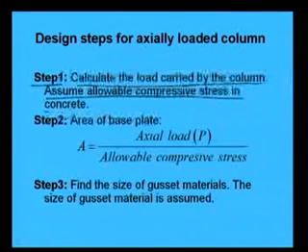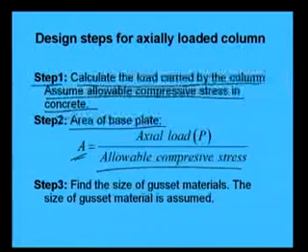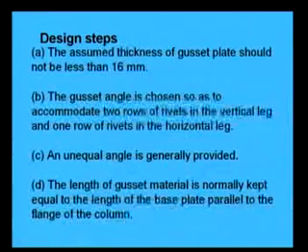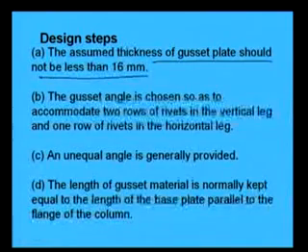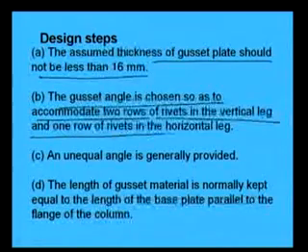Then the area of the base plate we will find out, that is axial load by allowable compressive stress in step 2. In step 3 we will find out the size of gusset materials, and that will be assumed according to some codal provisions, like the assumed thickness of gusset plate should not be less than 16 mm. This is one. The gusset angle is chosen so as to accommodate 2 rows of rivets in the vertical leg and 1 row of rivets in the horizontal leg, and we generally use unequal angle.